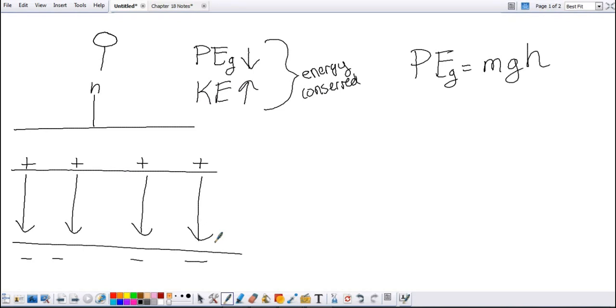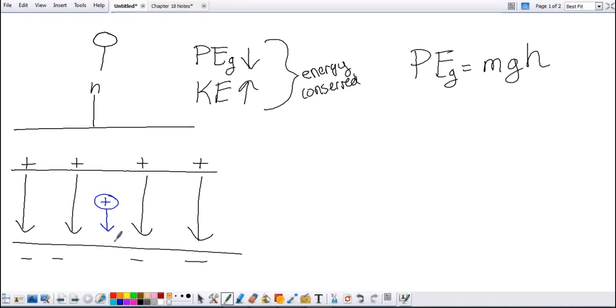Now, let's go ahead and place a positive charge in this electric field. So right here we've got a positive charge. What's going to happen to this charge? Well, the electric field is pointing down. It is a positive charge. So this positive charge is going to move downward.